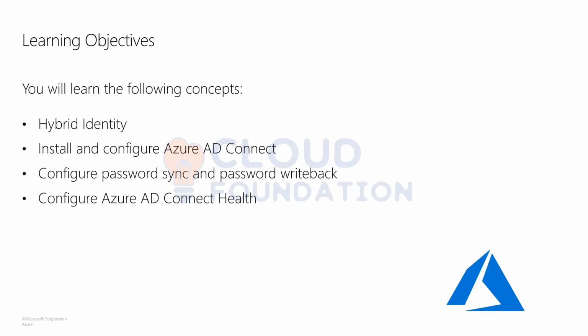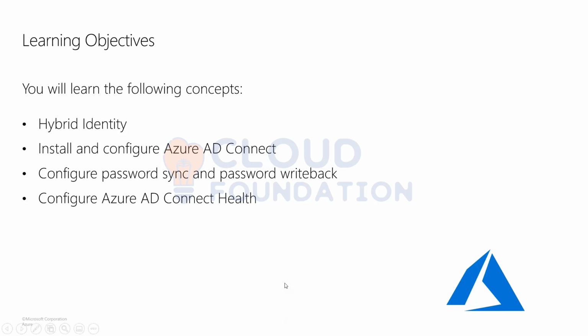So in this module, we're going to discuss the hybrid identity, the steps for installation and configuration of Azure AD Connect, right? The third thing we're going to discuss is password sync and password write back. And finally, we'll discuss Azure AD Connect Health, which is, when you are synchronizing multiple users, how many users have been successfully synchronized, how many of them have a problem. All that information you'll get as part of your Azure AD Connect Health.